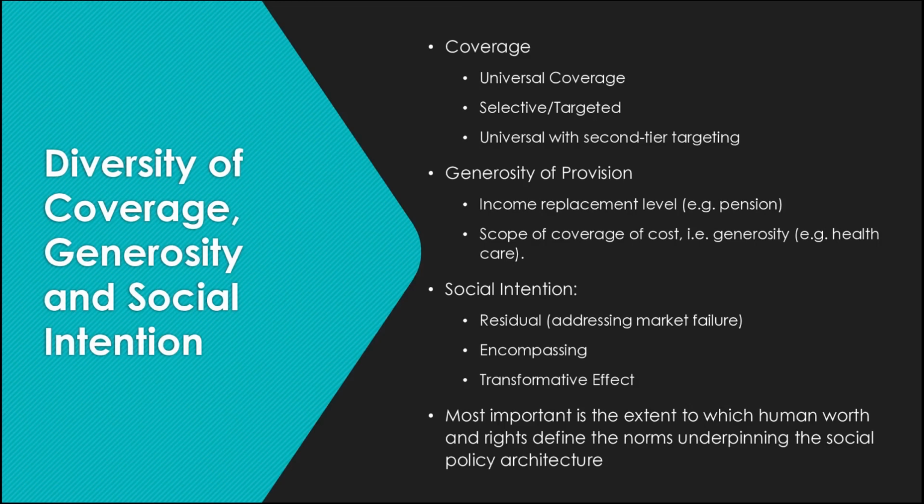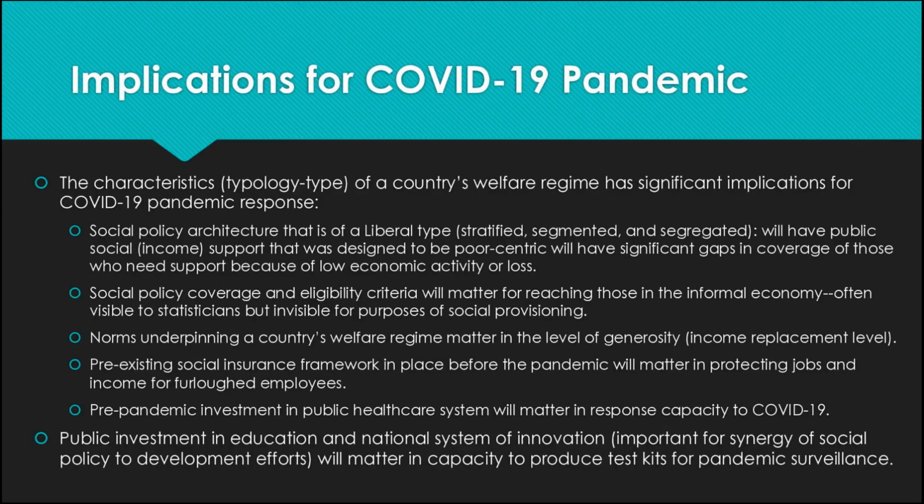It is essential to be aware that funding mechanism, coverage levels, the generosity of provision, and the delivery mechanisms all affect social intention underpinning the social welfare system. It is the difference between a welfare system intended for system maintenance, just keeping the system going, and another intended for social and economic transformation. Underpinning all this is the extent to which human worth and rights of people define the norms that frame the social policy architecture. To a significant extent, a social welfare regime reflects the social intention of the social actors that shape the design of the architecture.